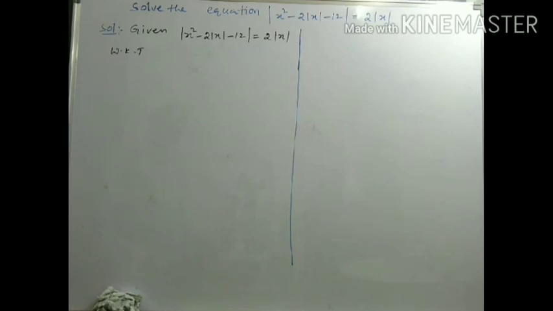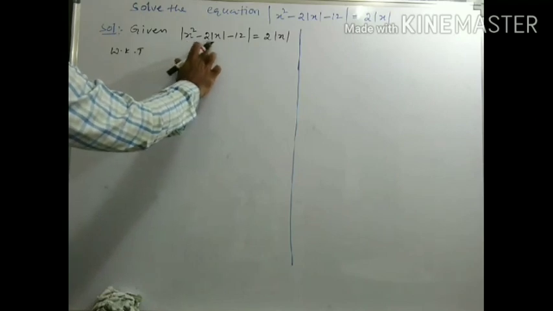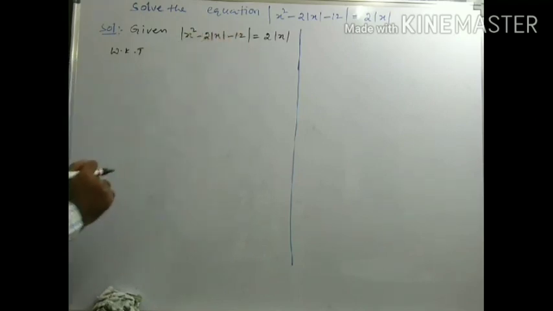So coming to the next problem: solve the equation modulus of x square minus 2 mod x minus 12 is equal to 2 into modulus of x. So given that, what is the given condition? Just write down the condition as it is, that is modulus of x square minus 2 mod x minus 12 is equal to 2 into modulus of x.